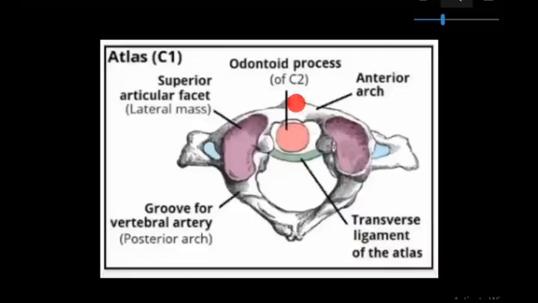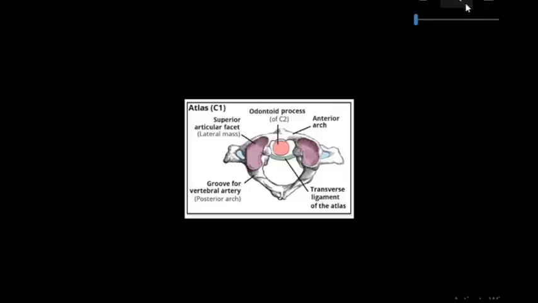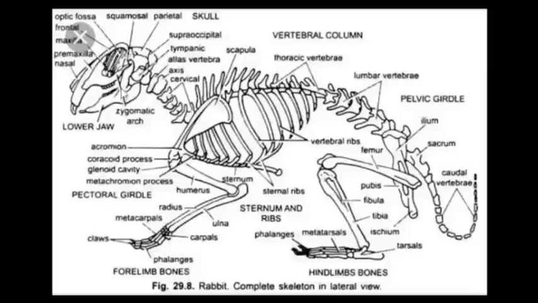So we have the anterior arc here, and then we have all of this part here, the articular facet as well as the vertebral artery. So those are the parts of the atlas that we are talking about. This particular bone is found in this region in the neck of the animal. You can see it found at this region here.